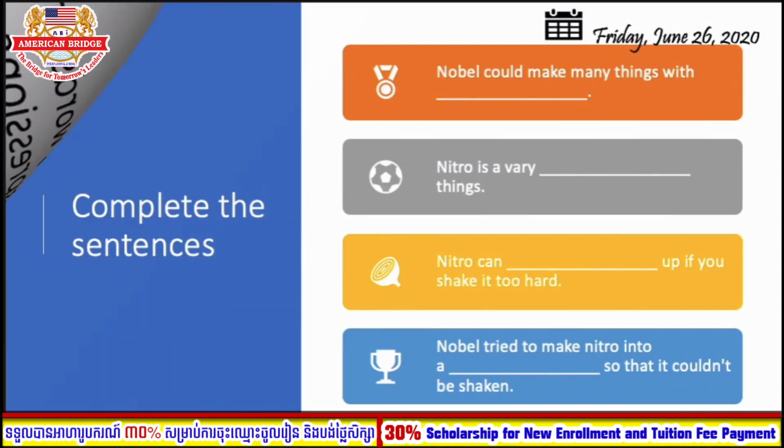Good. Move on to the second one. Nitro is a very dangerous thing. Okay, you can put the word dangerous here. Nitro can blow up if you shake it too hard. Nobel tried to make nitro into a solid so that it couldn't be shaken. Okay, so you cannot shake a solid object, right? So it is a solid.